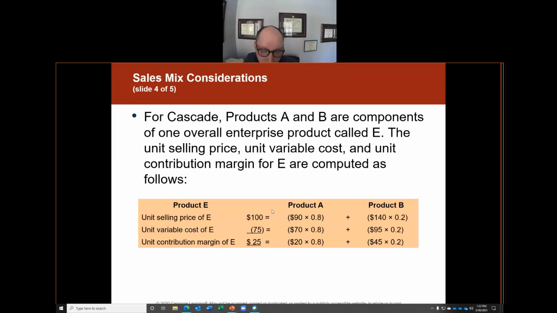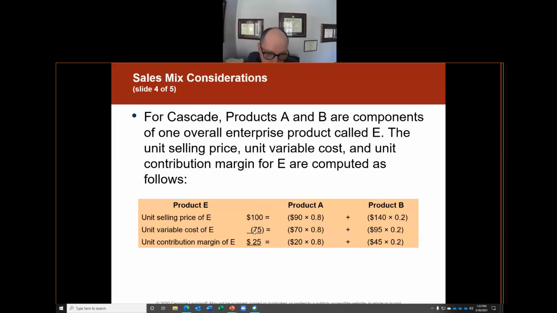If you add the two products together, we get product E. So sales price for each product times a respective sales mix percentage. So $90 sales price times 0.8. Why 0.8? Because product A makes up 80% of the sales mix. 90 times 0.8, 140 times 0.2. You add those two together to get the average for the whole company. Product E represents the whole company. Product E is the average.